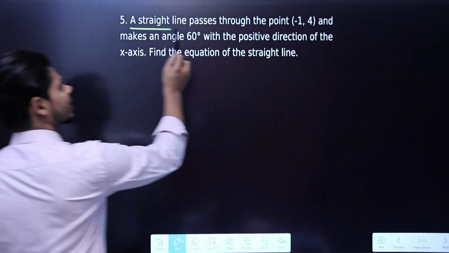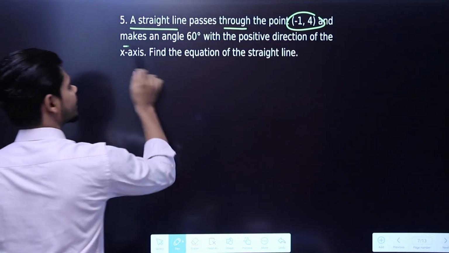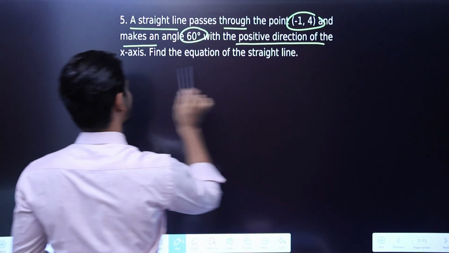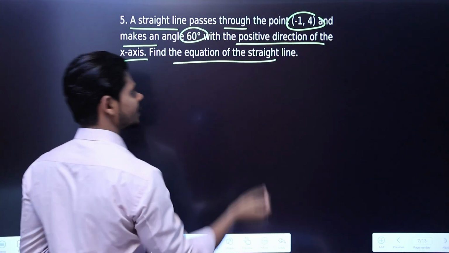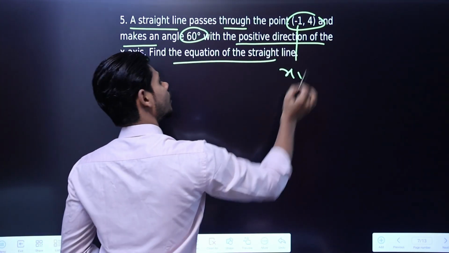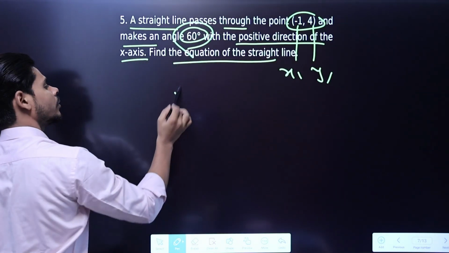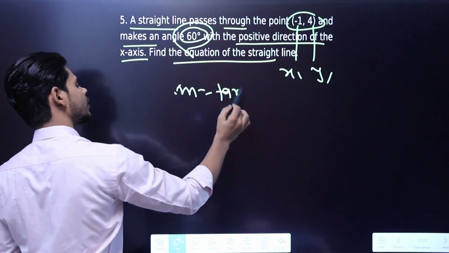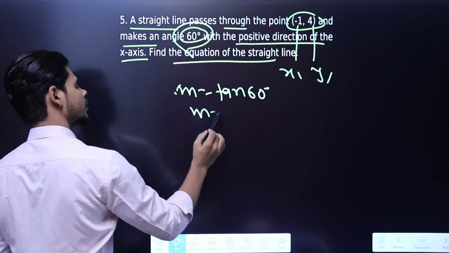Next. So we have a straight line passing through this point and makes an angle of 60 degrees with the positive direction of the x-axis. So it's exactly the same thing. This is your x1, y1, and m will become tan 60 degrees, the slope. So the slope is root 3.